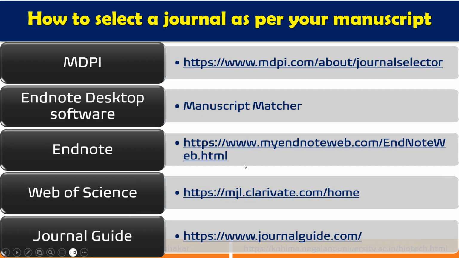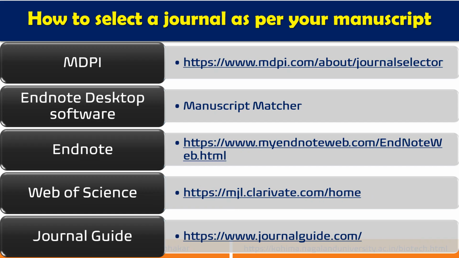MDPI, Web of Science, each has its own. If you are using some software for reference management, like EndNote, either the desktop version or EndNote online, it can also suggest to you on the basis of which type of references you have. So on the basis of your references and literature search, they will suggest which journal matches with your literature.